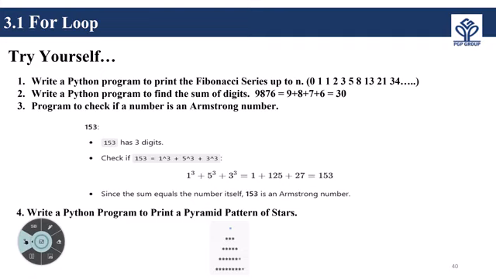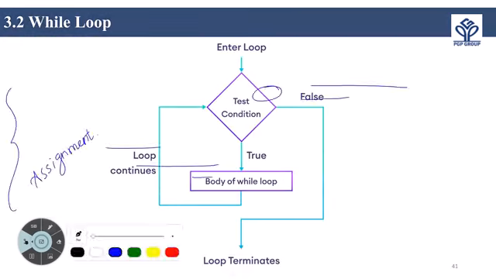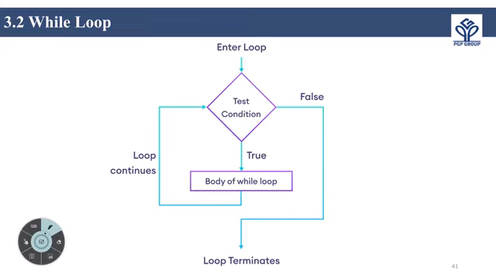After you try it yourself, only then do you get some ideas about how to solve this problem, clear? Next, we are going to the while loop. The previous one was the for loop, this one is the while loop. We give it a test condition. If the condition is true, the body of the while loop executes; if the condition is false, the loop terminates, okay?